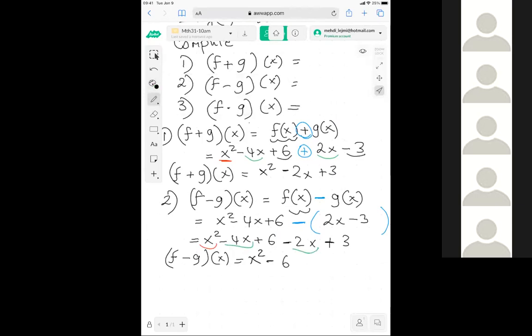So here's my minus 6x. And then finally, we're going to have plus 6 plus 3, and so that will be plus 9. So yes, you're correct, Ibrahima. That's the right answer, absolutely.